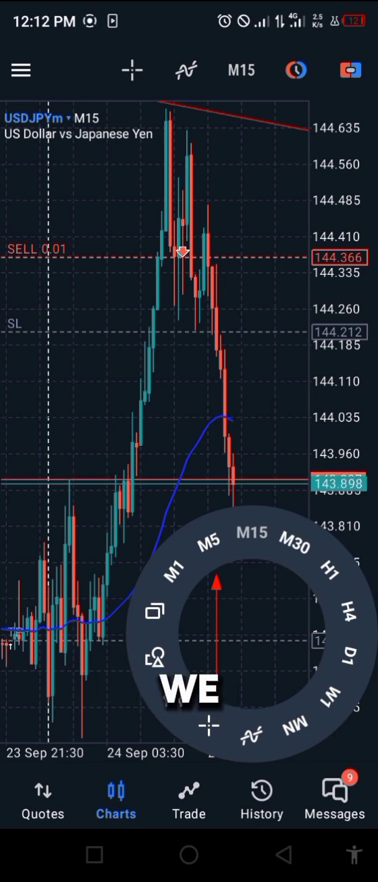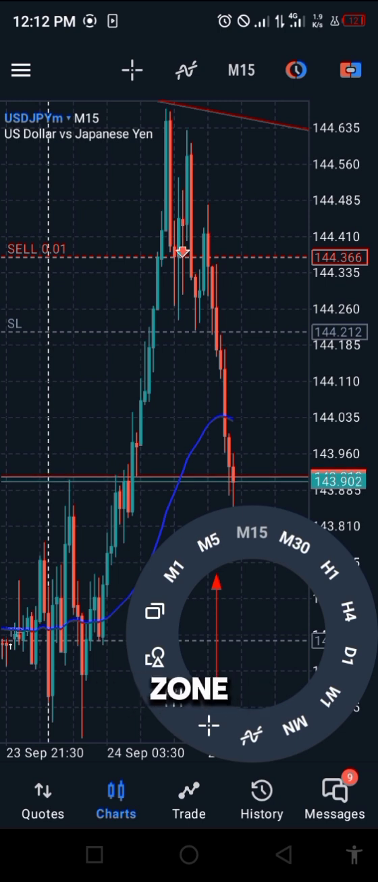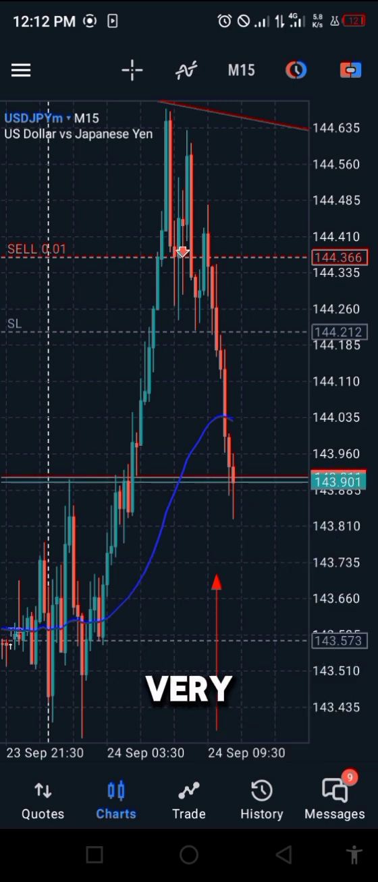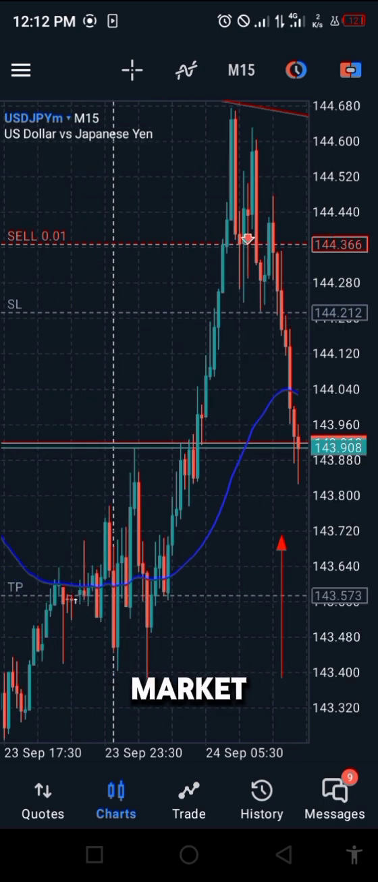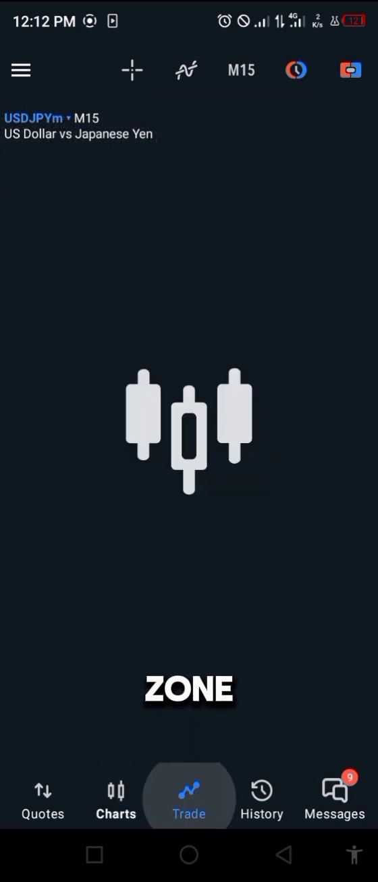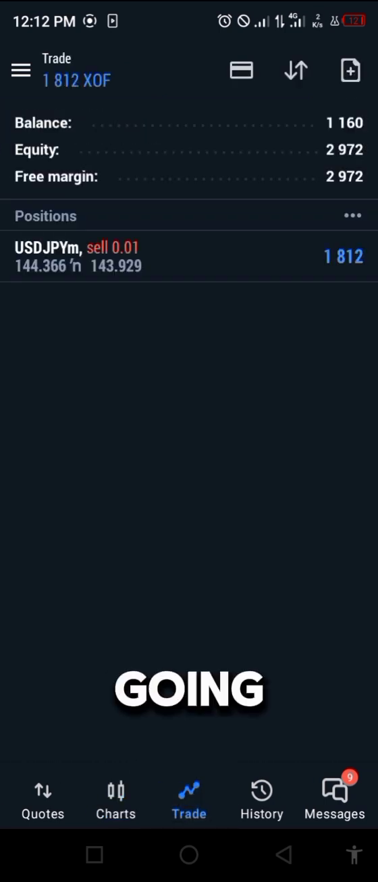Okay, guys, we have met the point successfully, and we see that the market is trying to react at that particular zone. Like I said earlier, it's a very strong zone, guys. We can see the market reacted upon that zone and came back and formed a base before going back up.